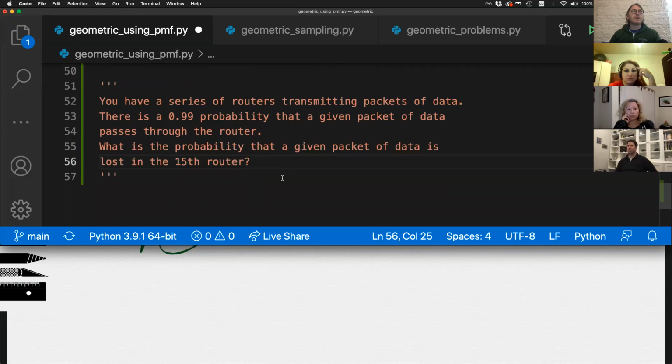So yeah, let's answer this question really quick. Let's just take a minute for it. And I want you to notice in your own thinking about the problem, are you thinking about it in terms of the passage through the routers, or are you thinking about it in terms of its failure, failure being success in this case, right? It dropping on the 15th router.